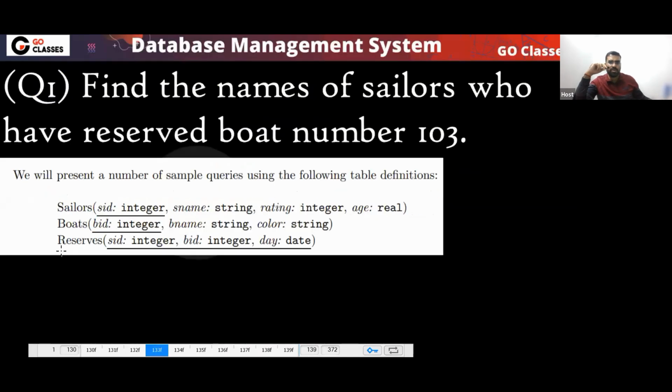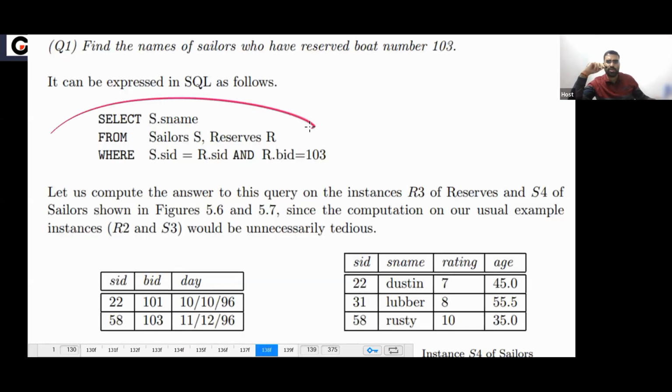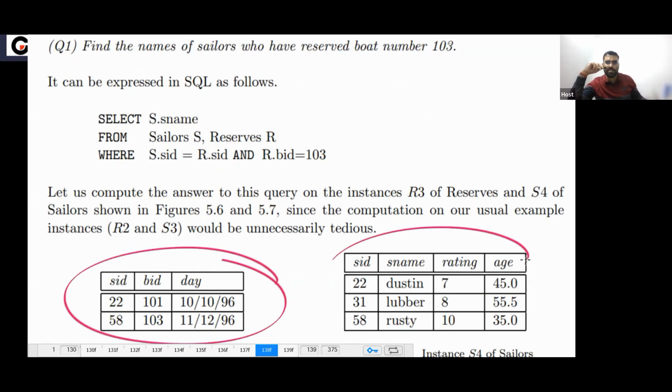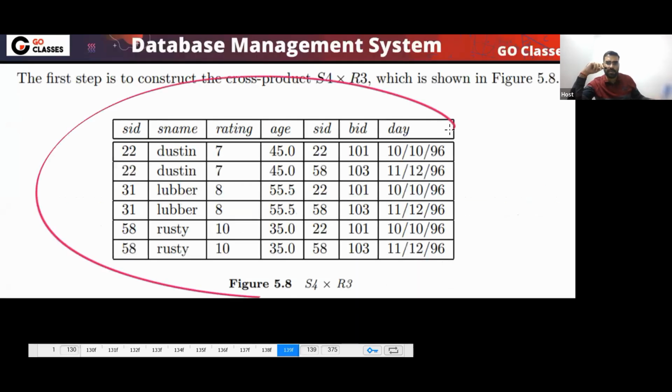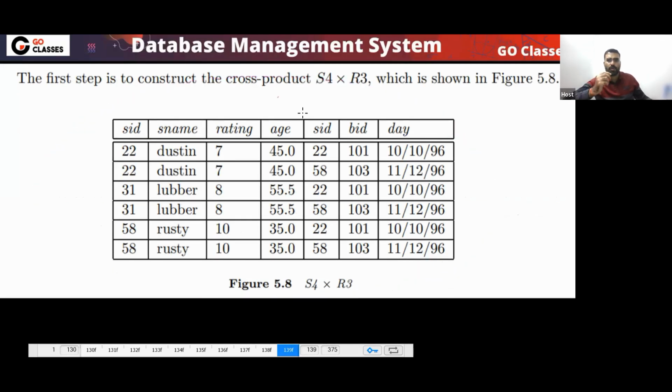For example, if I want those boats which are reserved, tell me what your SQL query will be. Finally you will write this SQL query. Very simple. Now, in the conceptual evaluation, what is the first step? This is the reserve table, this is the sailor table. The first step will be the cross product. You will do the cross product.